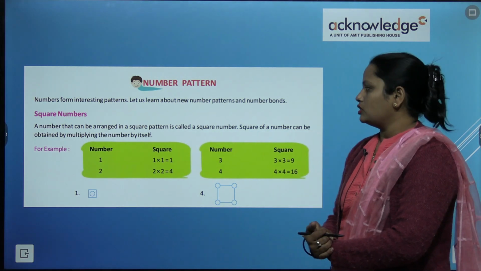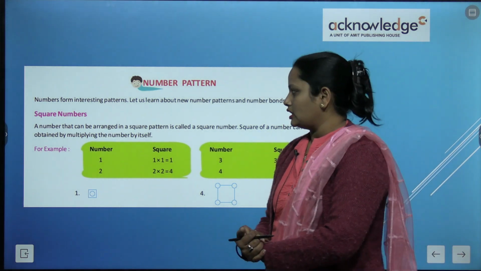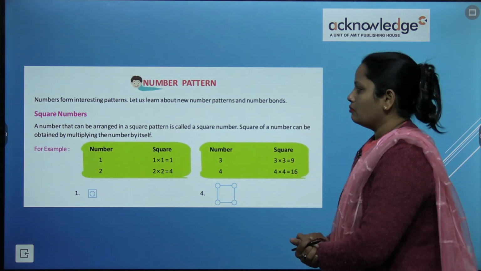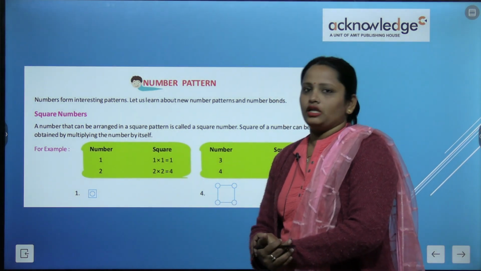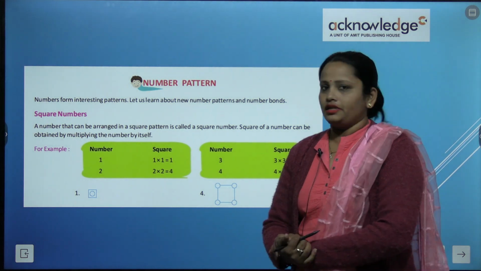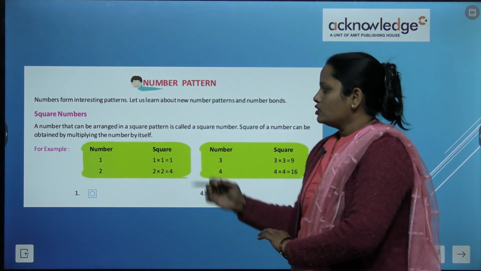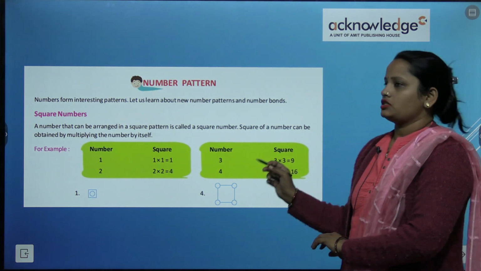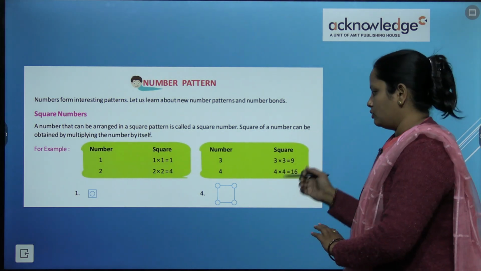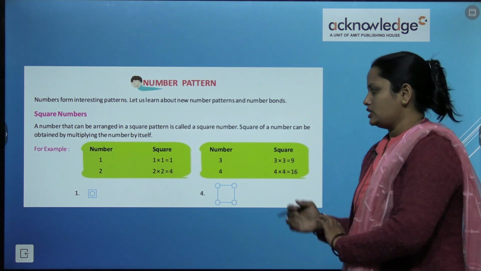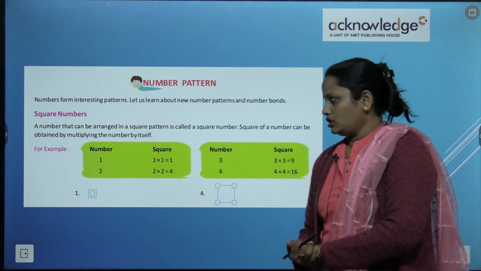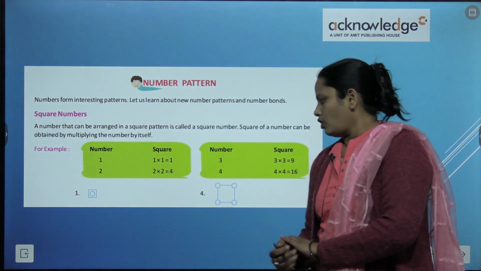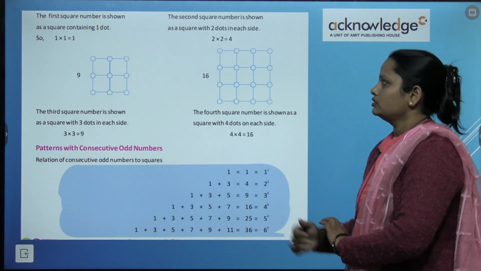Square of a number can be obtained by multiplying the number by itself. स्क्वायर कैसे निकालते हैं? किसी भी नंबर को खुद से मल्टीप्लाई करके. For example, number 1 is written as 1 multiply 1. So number 2 is written as 2 multiply 2, which is 4. Number 3 as 3 multiply 3, which is 9. And number 4 is written as 4 multiply 4, which is 16. So here you can see different patterns are made for all these.